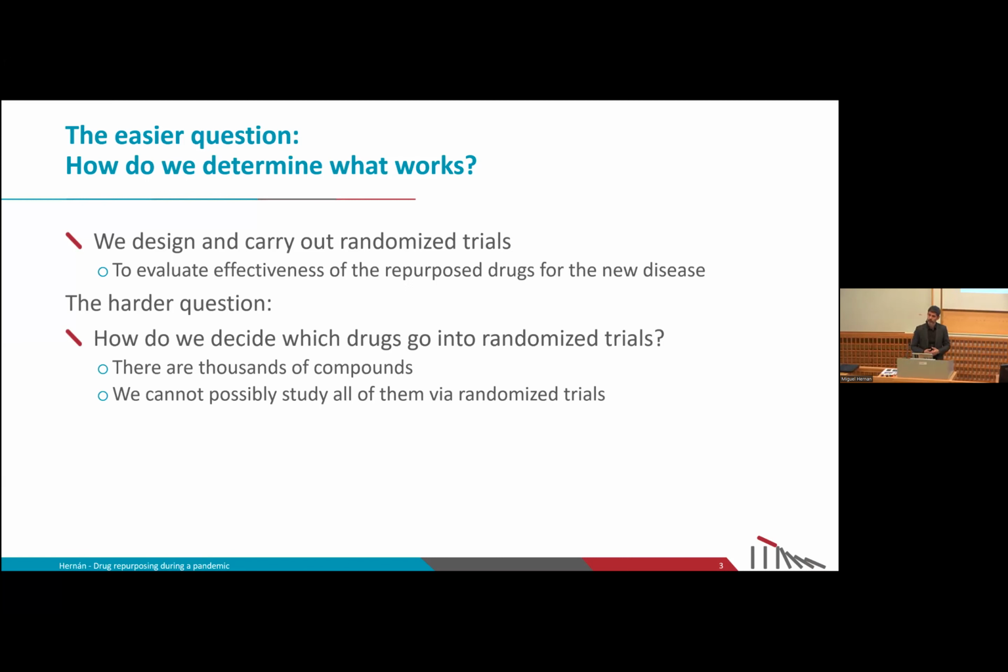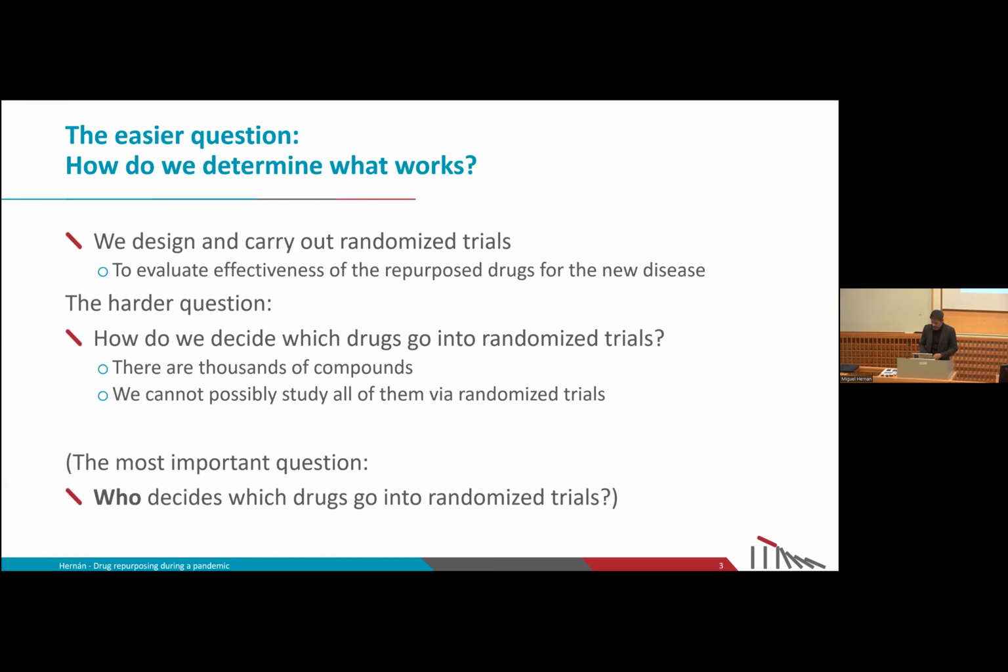Because clock is ticking, people are dying. We need to be very careful about how we choose, because the first wave of trials will be very important to decide whether we're going to save a lot of lives and human suffering. We cannot study all possible drugs, so we need to choose. Also, maybe the most important question is who gets to choose? Who is going to make those decisions about which drugs go into randomized trials and is going to pay for those trials?